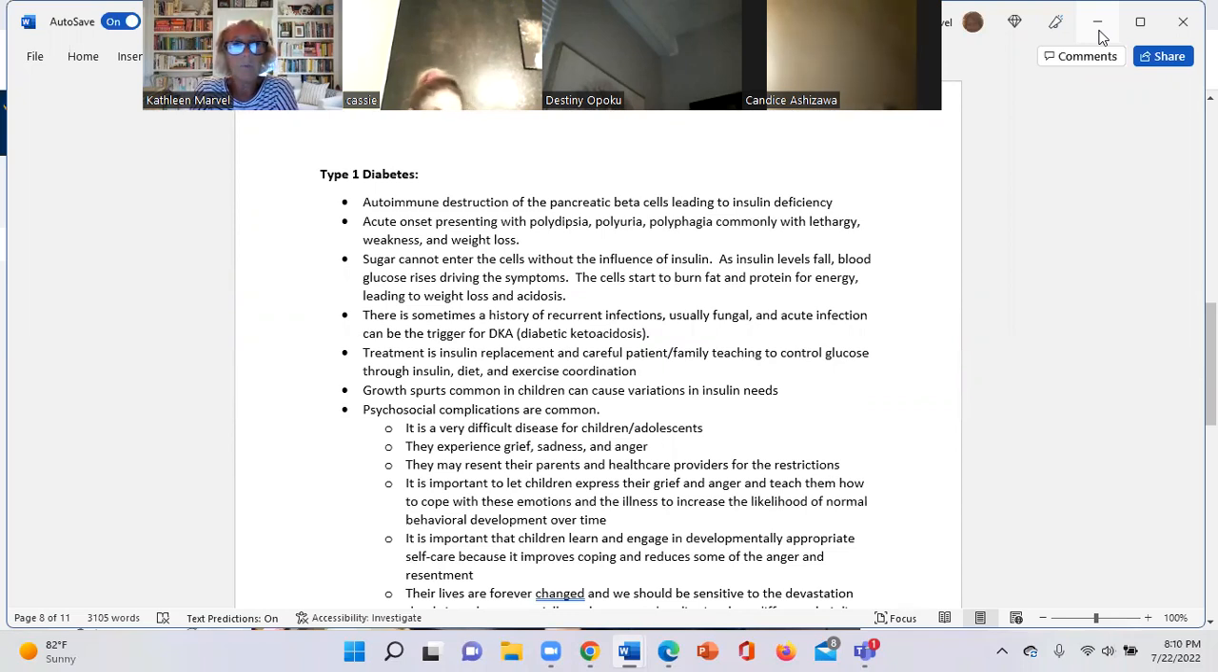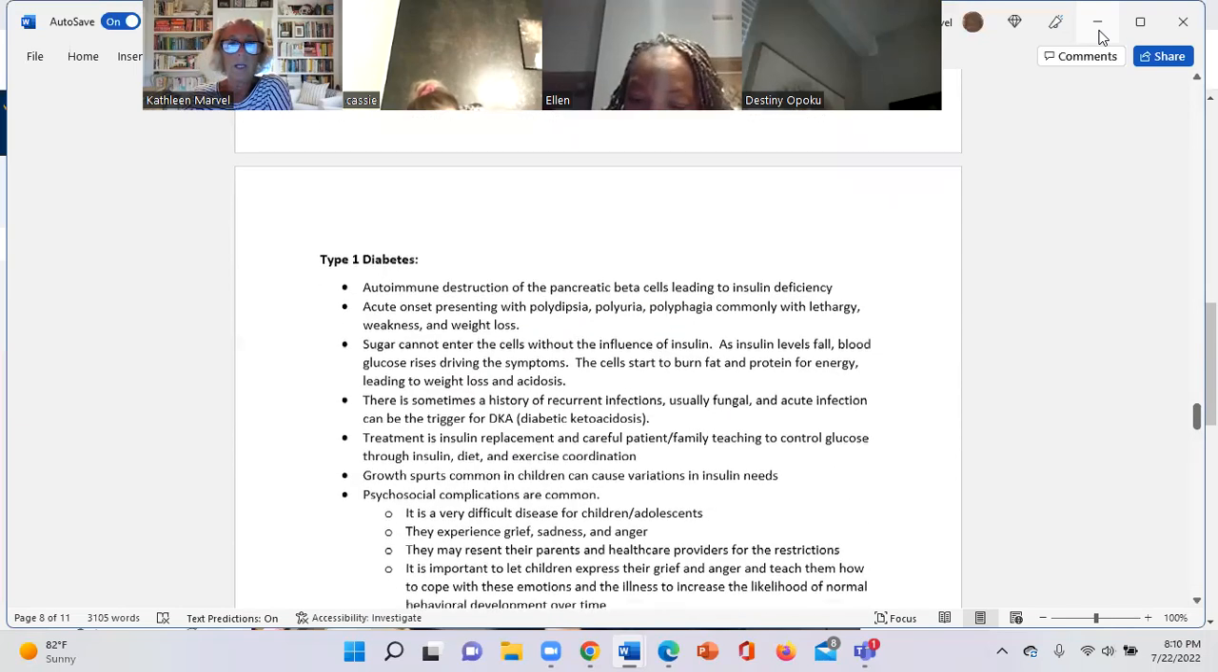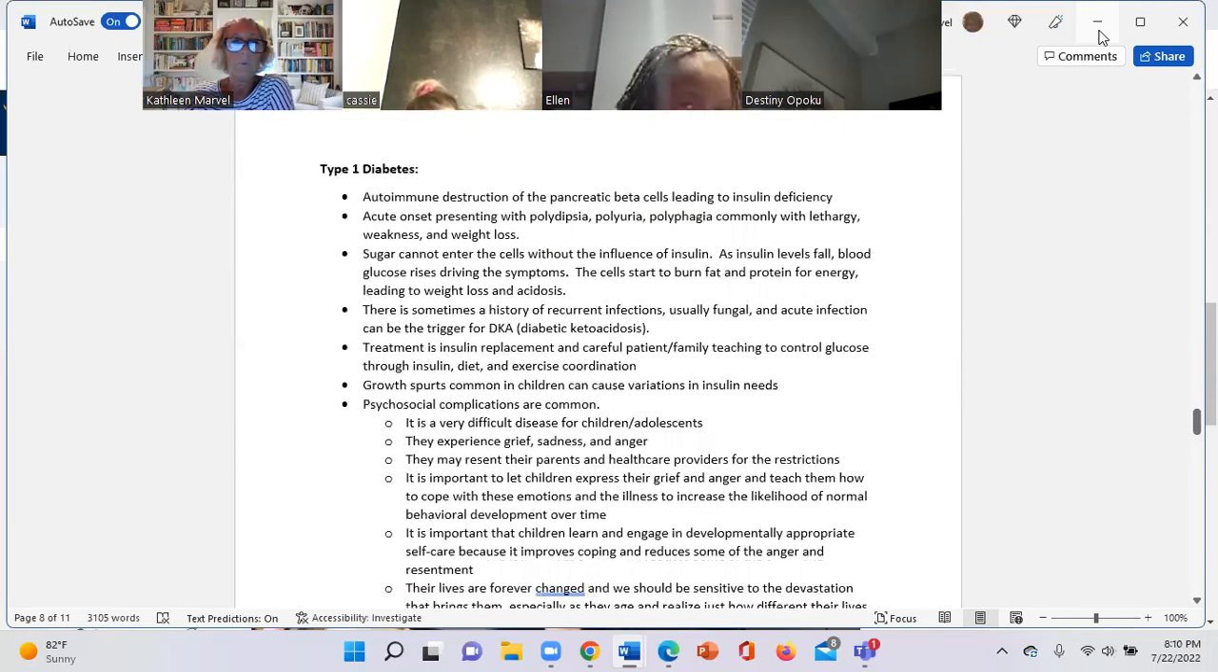Right, well, we know about type 1 diabetes. You guys know the difference between type 1 and type 2? What's the difference? One is insulin dependent, one is non. Diet. Type 1 diabetes is the autoimmune destruction of the pancreatic beta cells leading to insulin deficiency. Basically, your pancreas doesn't produce enough insulin.